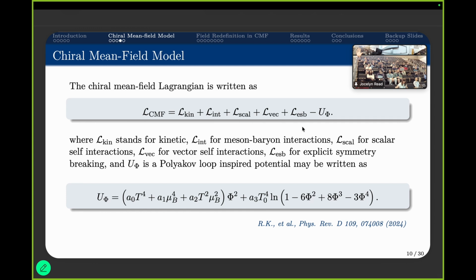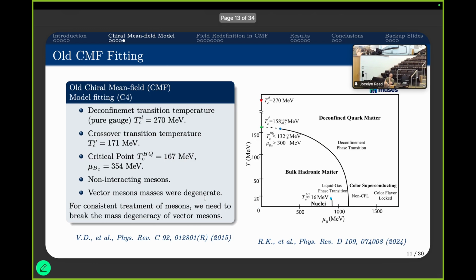Then we have an explicit symmetry breaking term, which gives non-zero mass to the Nambu-Goldstone bosons, the pions, for example pseudoscalar mesons. And lastly we have the deconfinement potential, which is written by this expression, and we can see it has a dependence on temperature, on mu_B, and a cross dependence on temperature and mu_B. So these are the parameters associated with each of the terms here.